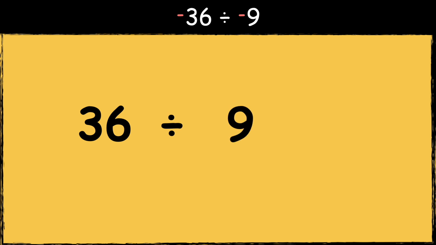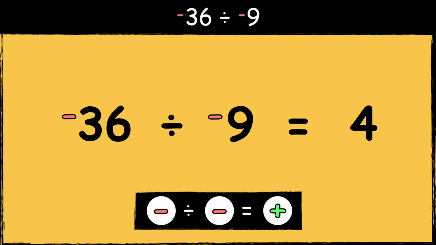Here's the next example. Negative 36 divided by negative 9. First, we'll ignore the signs and just do the calculation. 36 divided by 9 equals 4. Now let's look at the signs. Both numbers are negative. The signs are the same, so we get a positive answer. So the answer is positive 4.